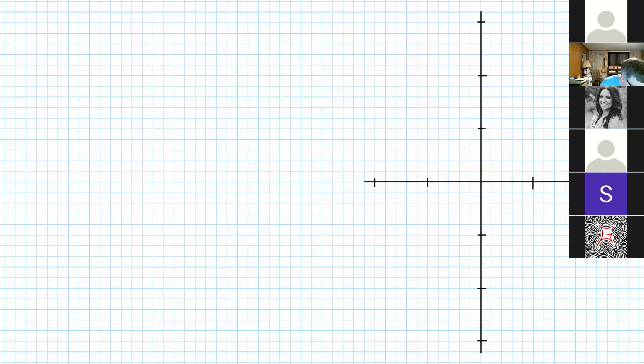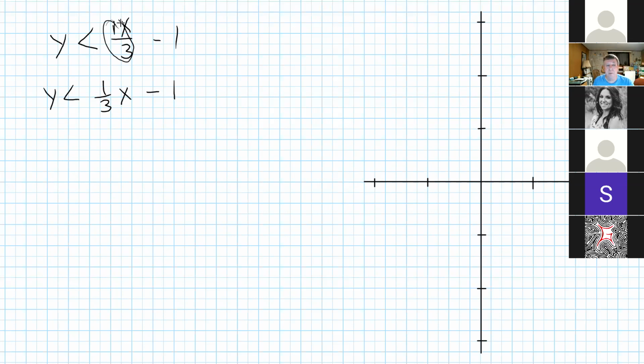Okay, let's see here. How about this one? y is less than x over 3 minus 1. This inequality is already pretty much in slope-intercept form. I'm going to tweak it just a little. x divided by 3 is the same thing as 1/3 x, isn't it? In other words, there's an implied 1 there, so our coefficient is 1/3. So the slope is 1/3, and the y-intercept is -1.